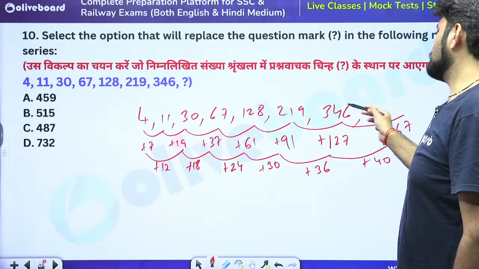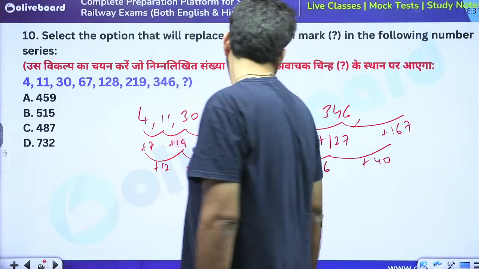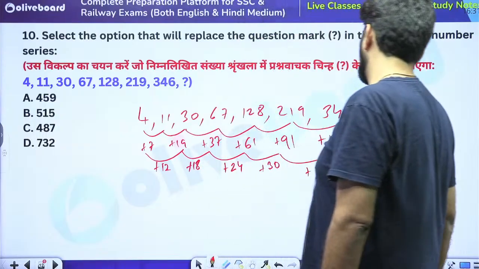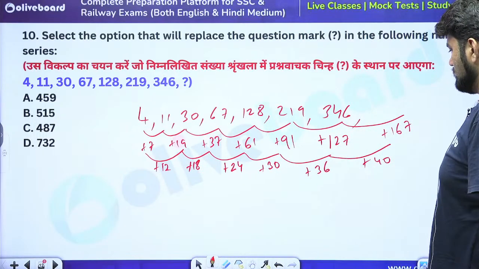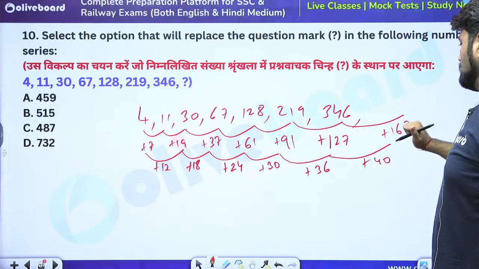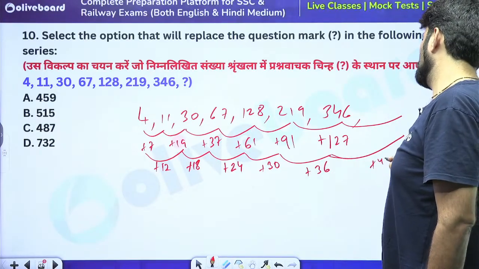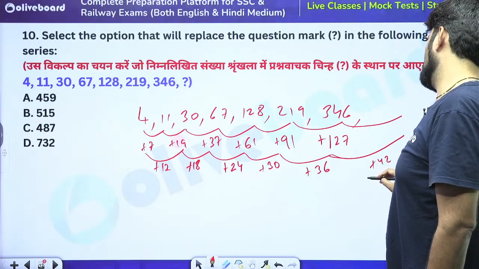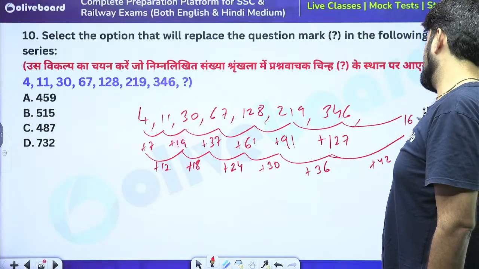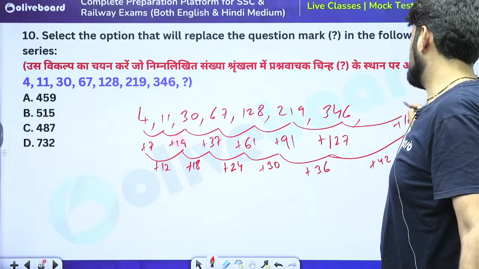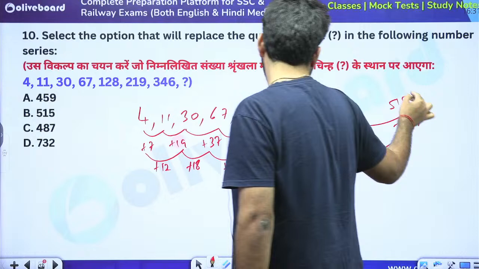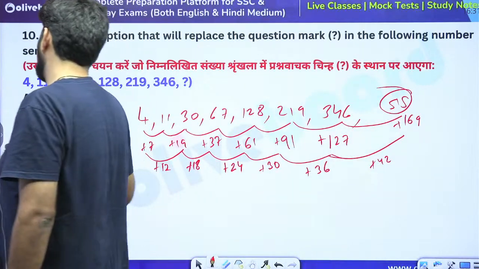And if I add 167 to 346, unit digit will be, wait, have I committed some error again? Oh my god, why do I do this to myself? 36 plus 6 is 42, no? 42 and 127, 169. 169 added to 346 is something which ends in 5, 515. So that will be my correct answer. Option B is the right answer.